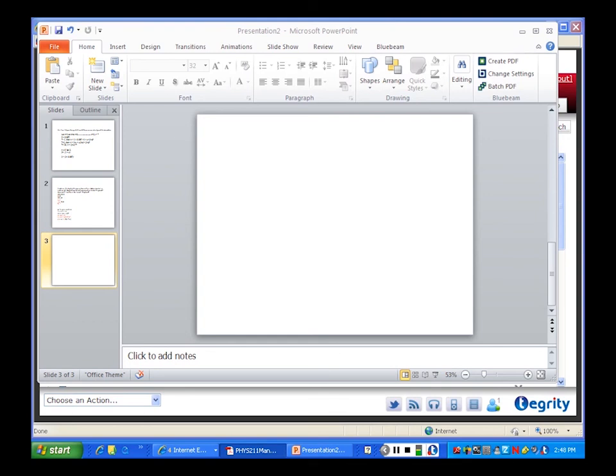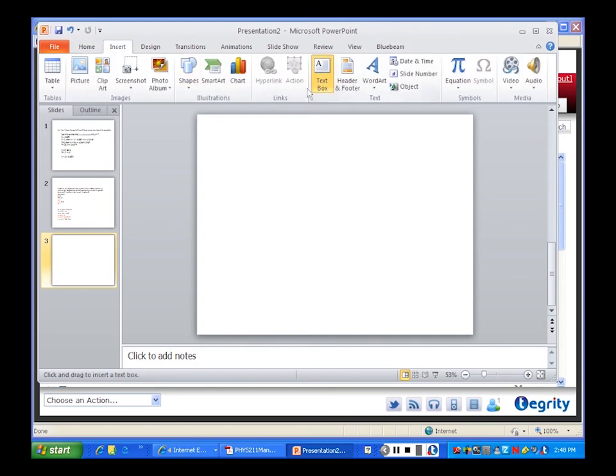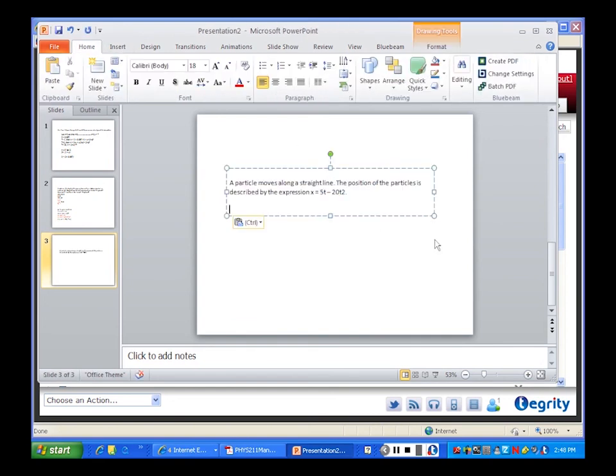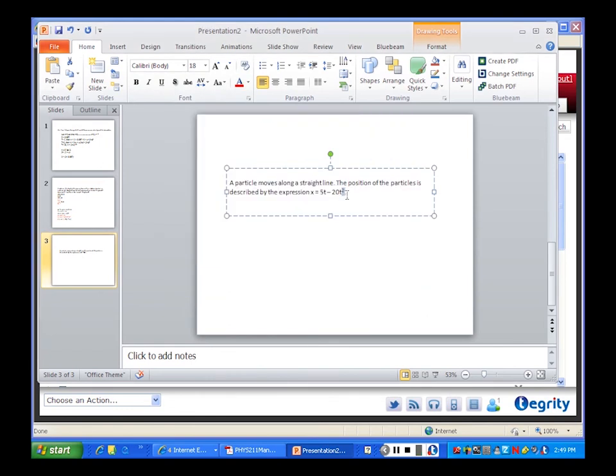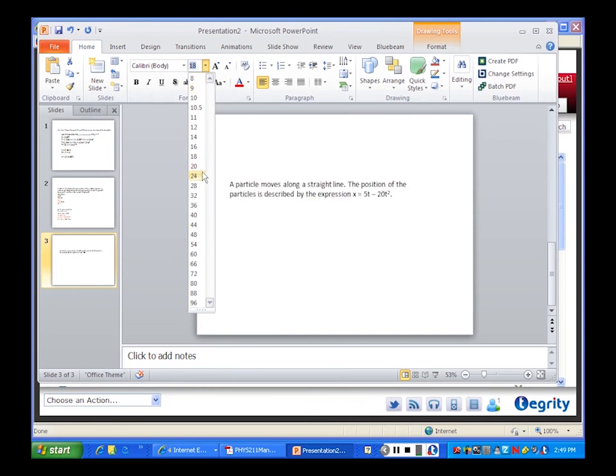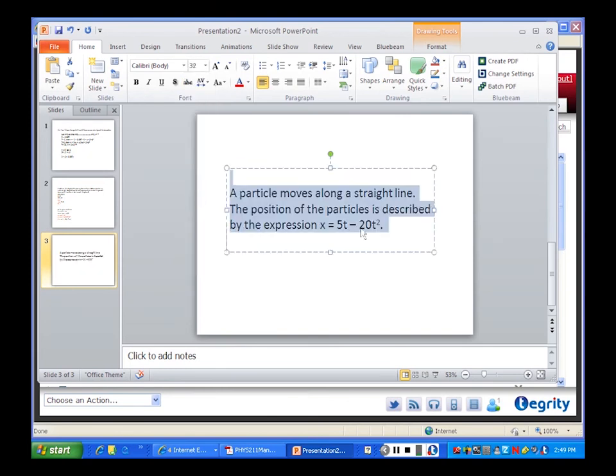The problem on page 44, which is labeled problem 4, states the following. And I'll just insert it in here. A particle moves in a straight line. The position of the particle is given by the equation 5t minus 20t squared. Okay.